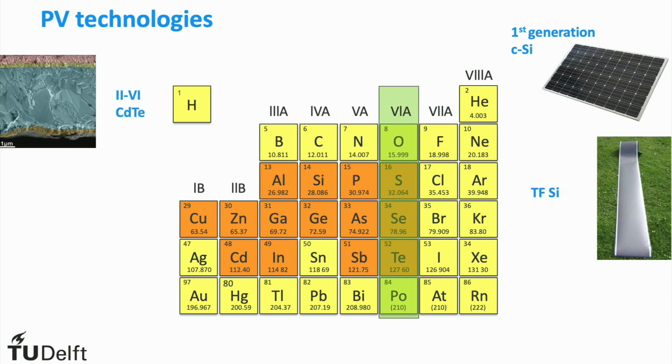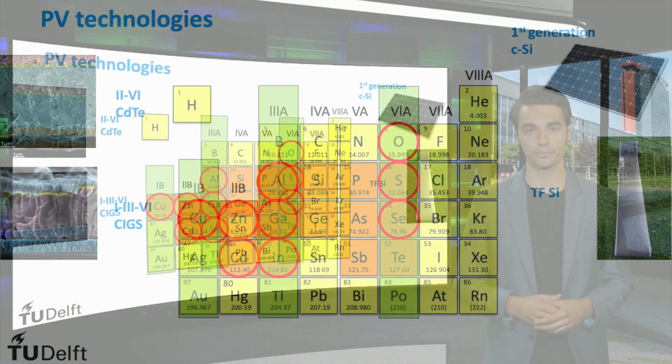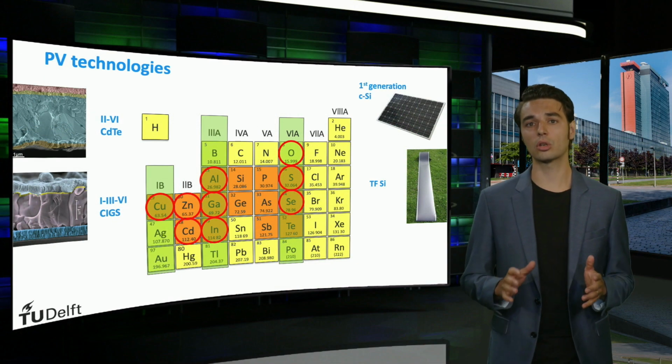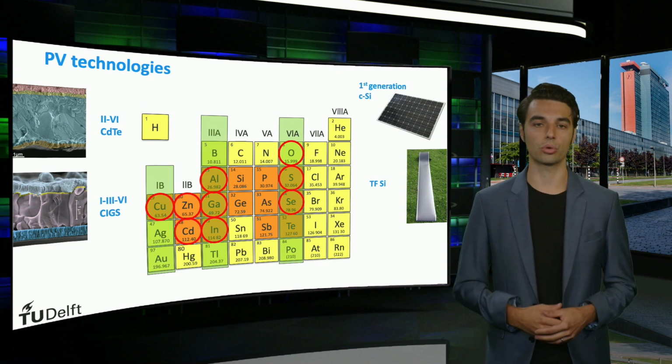First is the cadmium telluride, which currently is the thin film technology with the lowest demonstrated cost per watt peak. This class of chalcogenides uses materials from group 2 and group 6, and also elements like aluminium, zinc, and oxygen for the TCO layer. The second group of chalcogenide solar cells are the chalcopyrite solar cells, which consist of elements from group 1, 3, and 6. Foremost among these are the copper indium gallium diselenide solar cells, or CIGS for short.